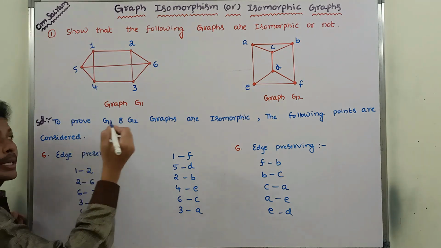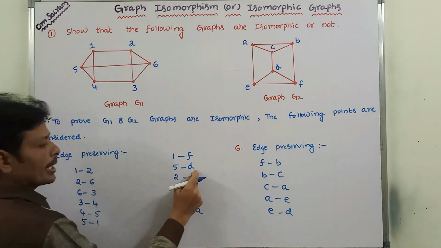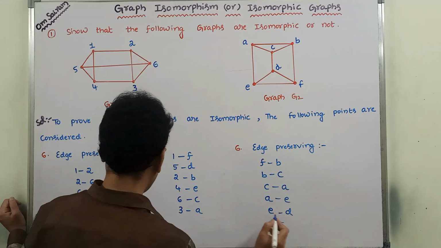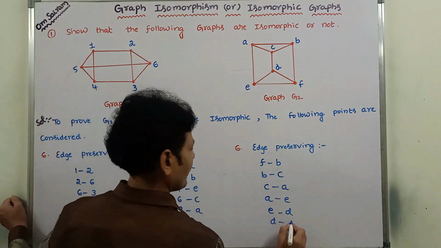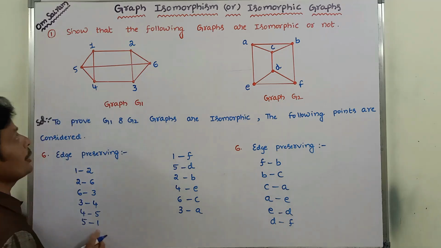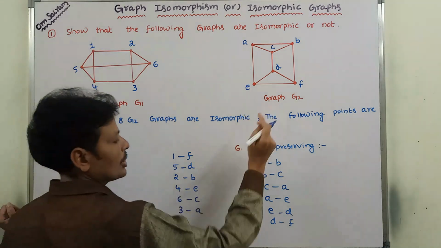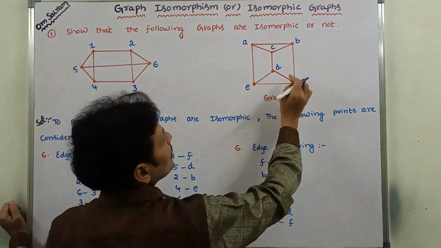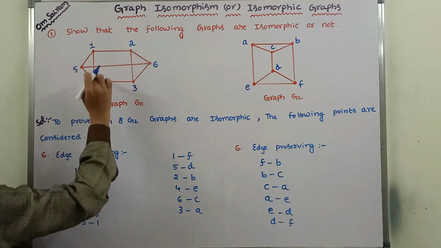What is the corresponding edge in G2? 5 corresponding vertex is D. 1 corresponding vertex is F. So 5 to 1 edge in G1, the corresponding edge in G2 is D to F. Next one is 1 to 4.